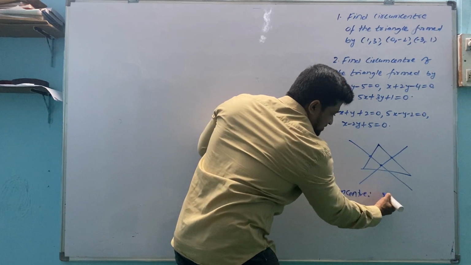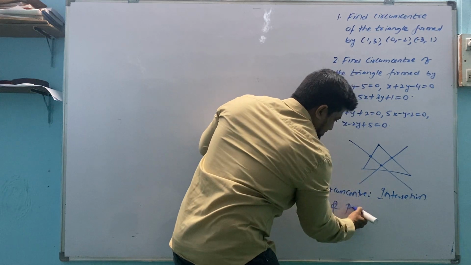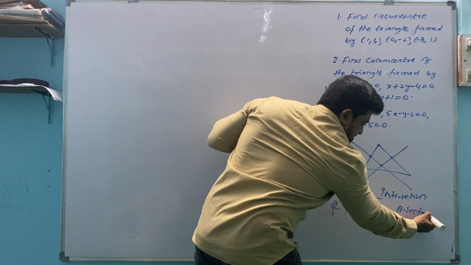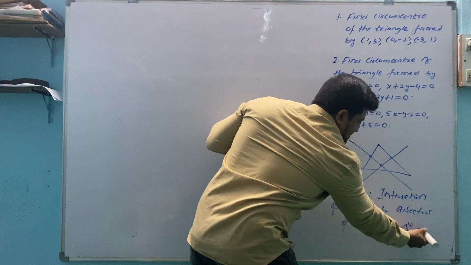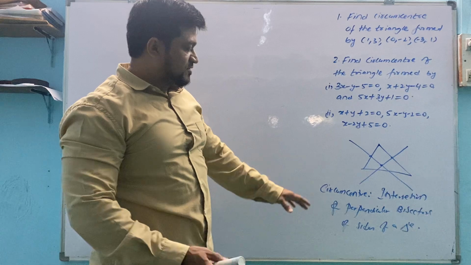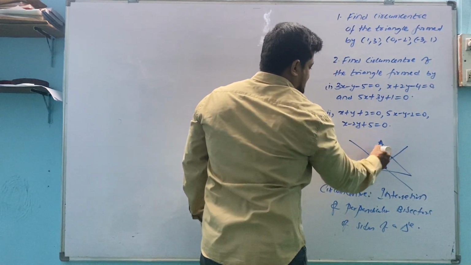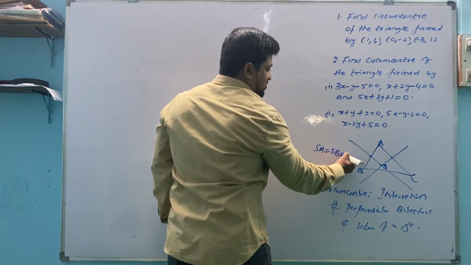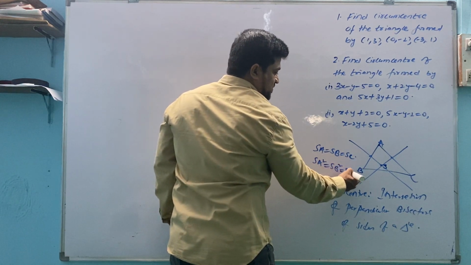Circumcenter definition: intersection of perpendicular bisectors of sides of a triangle. Circumcenter is the intersection of perpendicular bisectors of sides of a triangle, or you can just say the distances SA equals SB equals SC, or SA square equals SB square equals SC square.